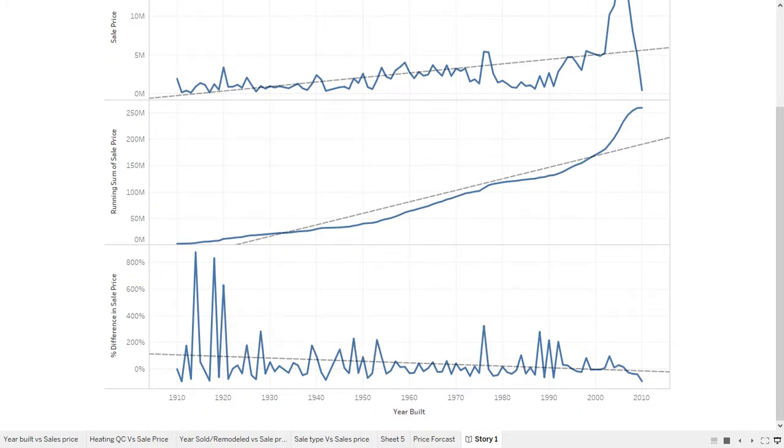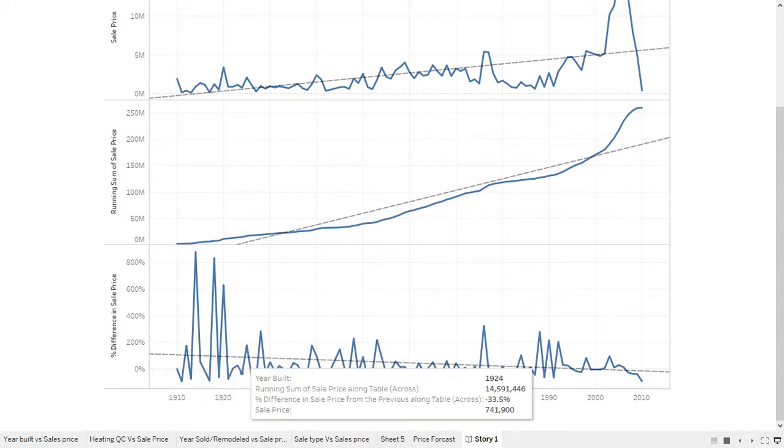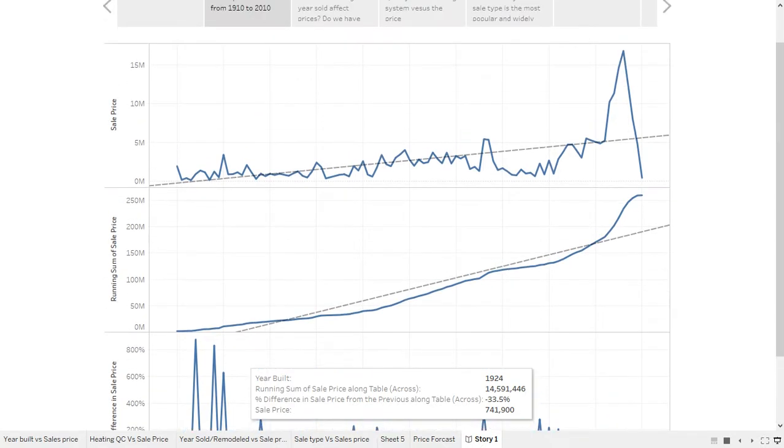Now, when we come down to the differences in sale price, we see that the percentage difference in sale price drops. This is because even though the prices increase, they increase at a decreasing rate. So the difference from one point to the other drops, and that is why we have a downward trend.